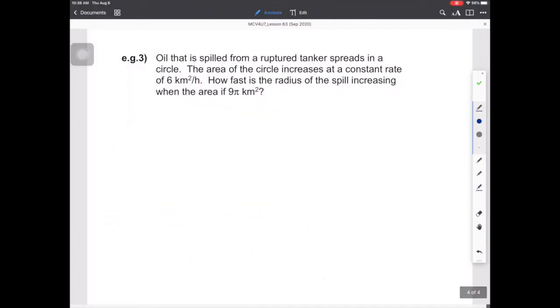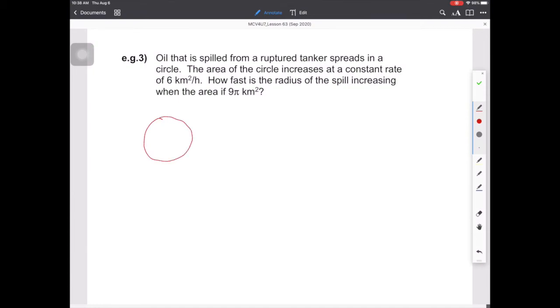Example 3. Oil that is spilled from a ruptured tanker spreads in a circle. The area of a circle increases at a constant rate of 6 kilometers squared per hour. How fast is the radius of the spill increasing when the area is 9 pi kilometers squared? All right, let's begin with a diagram. I know my diagram won't be perfect, but that will do.